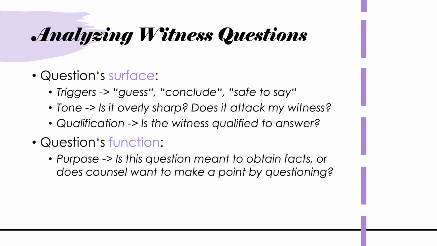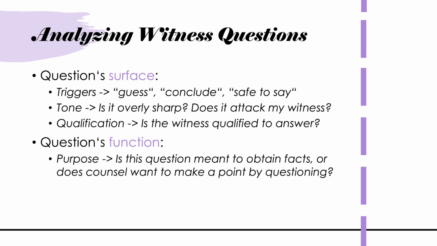One way to do so is by, say, during a witness examination, because objections are quite commonly voiced at witness examinations, are objections to a witness question. So a question formulated to the witness that said witness should answer. And one way to analyze the questions and what objection to pick, so this little test, is by first analyzing the question's surface, looking for trigger words like guess, could you guess, is it safe to conclude, is it safe to say. Those can be trigger words for an objection.